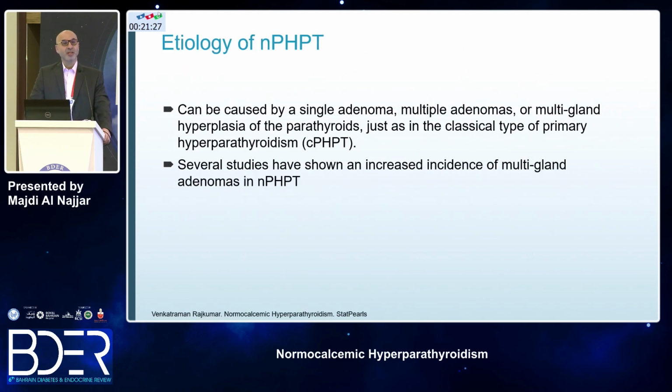Now, what is the etiology of normocalcemic primary hyperparathyroidism? It's usually similar to patients with the classic form of primary hyperparathyroidism. It can be a single adenoma, it can be multiple adenomas, or it can be multiple gland hyperplasia. Actually, several studies showed these patients who have normocalcemic primary hyperparathyroid have more tendency to have multiple gland disease rather than single gland disease.